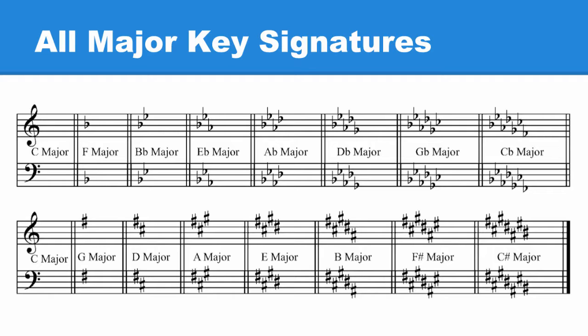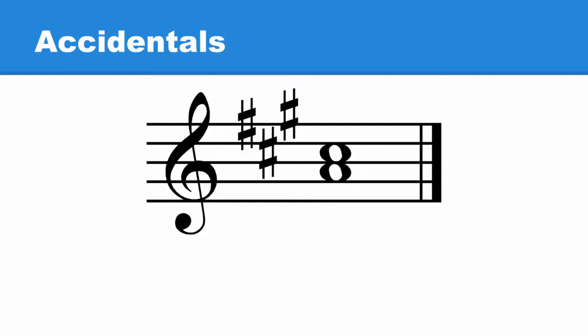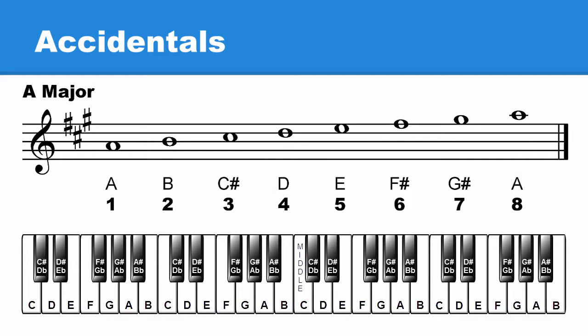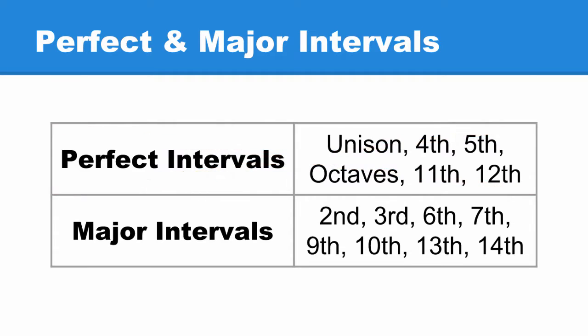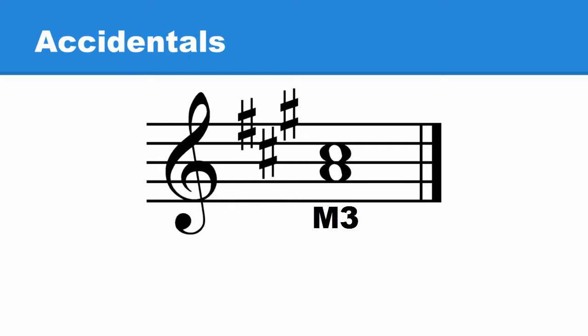the major scale. Right now, this interval has an A on the bottom and a C sharp on top. In the A major scale, C sharp is scale degree 3. Scale degree 3 is not one of the perfect intervals, so it's a major interval. In this case, a major third. We want to make this interval a minor third.